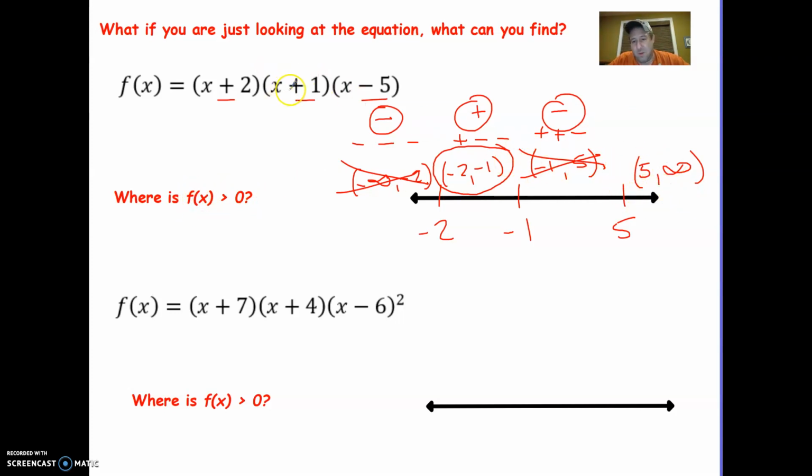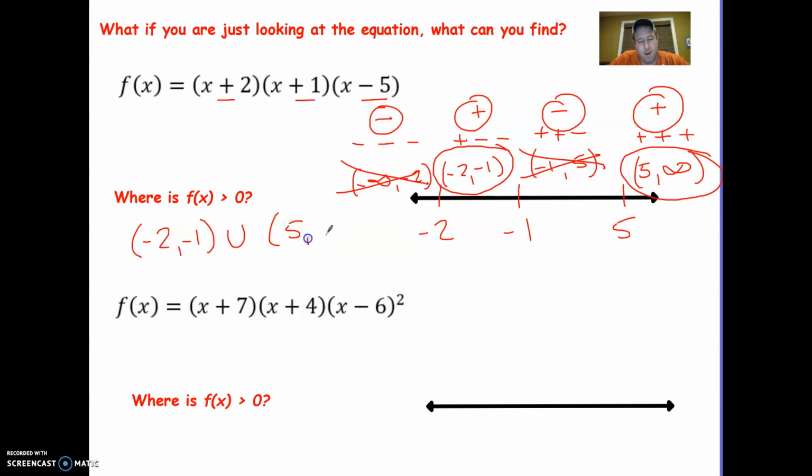Anything bigger than 5 would be like 6. 6 plus 2 is 8. 6 plus 1 is 7, positive. And 6 minus 5 is also a positive. Positive times a positive is a positive result, which tells us that this is a part of our solution. So it looks like we have 2 intervals that make it a positive solution. So there's your answer. So from negative 2 to negative 1, or 5 to infinity. Those are the 2 times where we would have an inequality that's greater than 0.